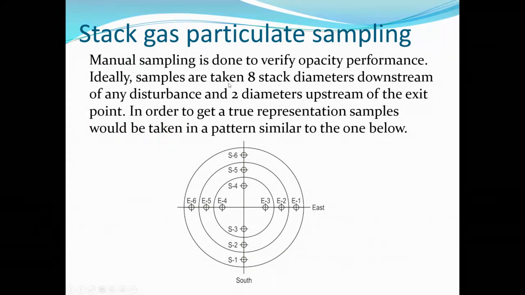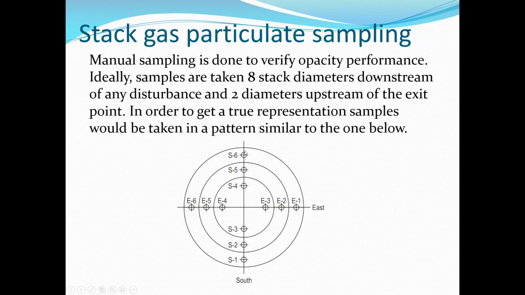Okay, so ideally samples are taken 8 stack diameters downstream of any disturbance. So the stack is running, comes out of a kiln, is running horizontal and then bends up into a stack. It's a 2-foot stack. We want to be 16 feet up from that elbow, for example, before we start doing our measurements. And 2 diameters upstream of the exit point. So not too close to the top, not too close to the elbow at the bottom.